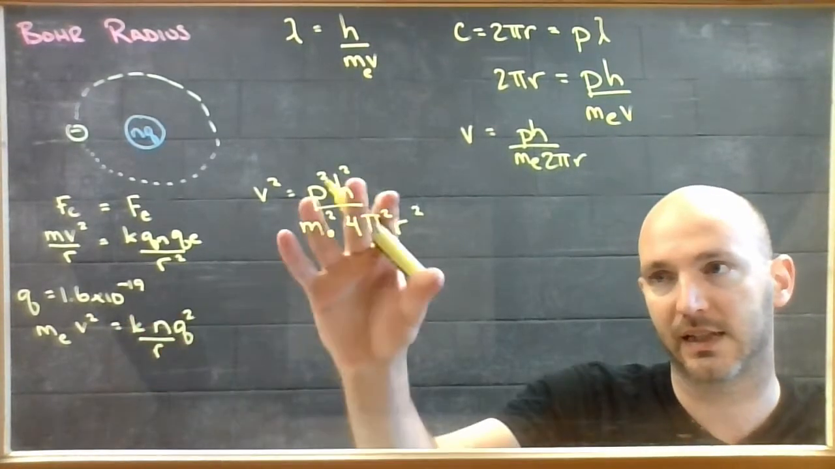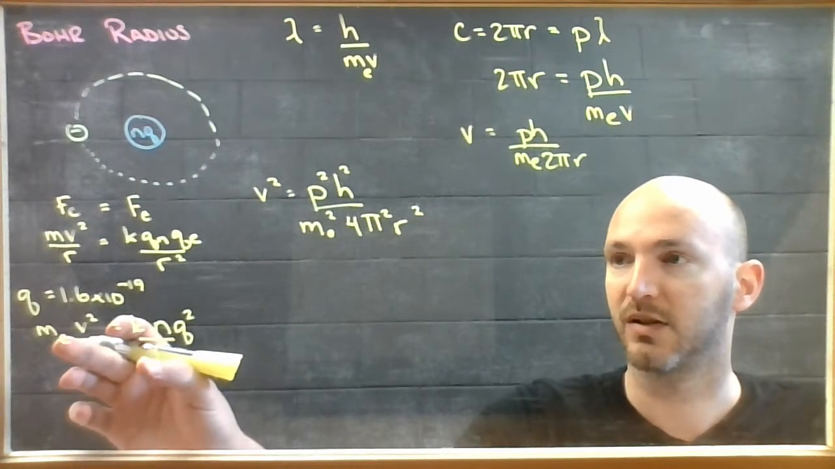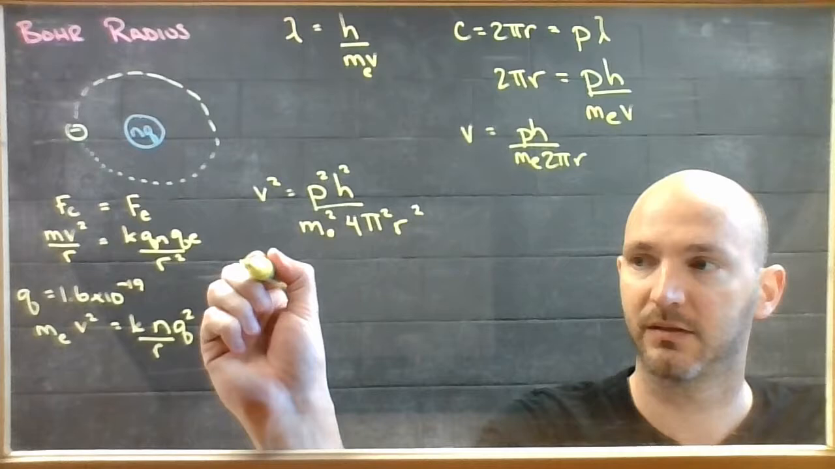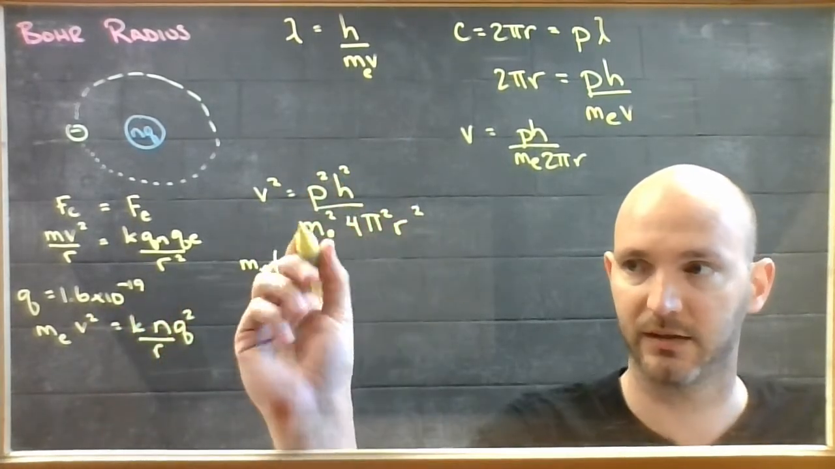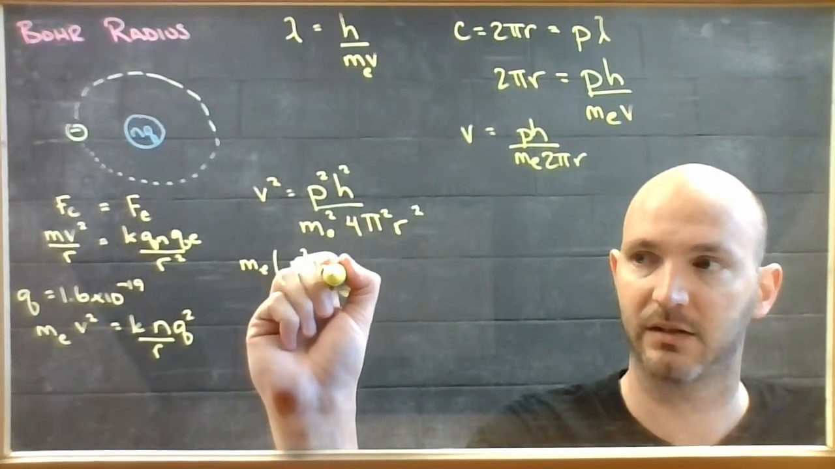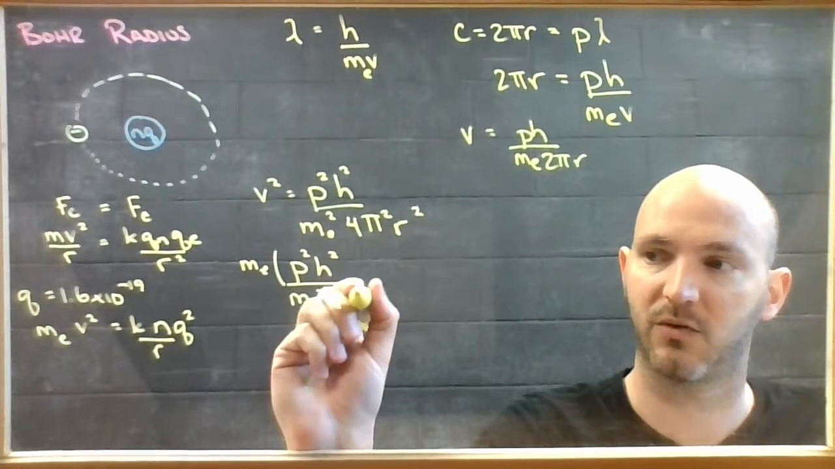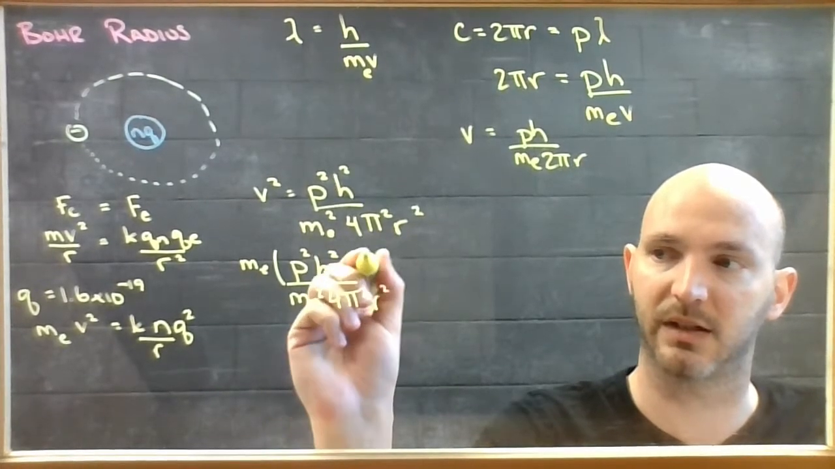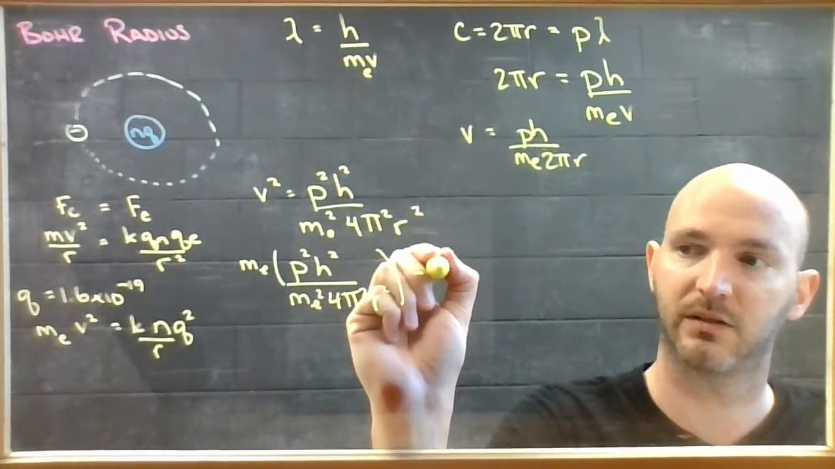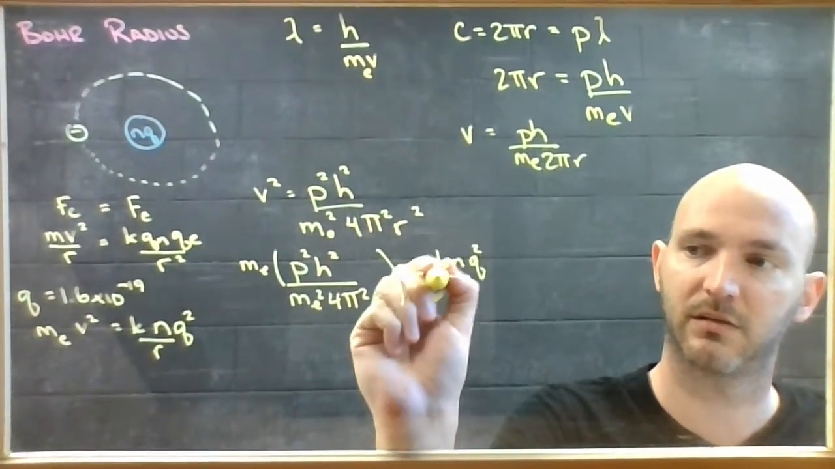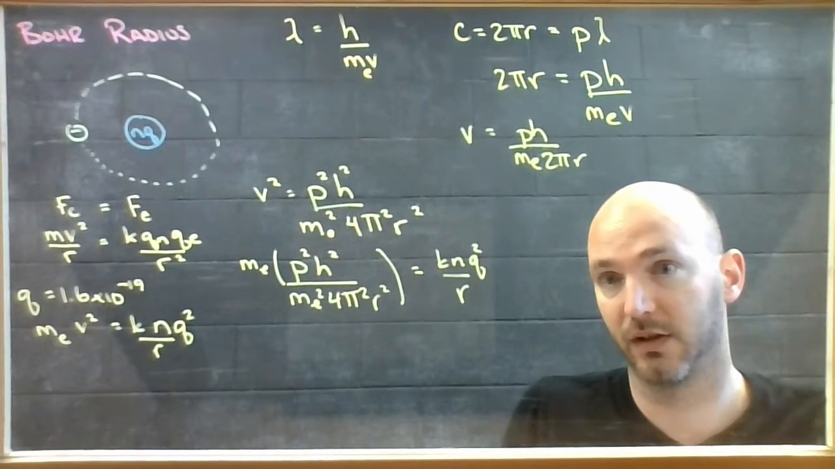I'm going to take this, and I'm going to combine them. So the mass of the electron multiplied by v squared, which is this thing, p squared h squared, over mass of the electron squared, 4 pi squared r squared, equals k n q squared over r. Goodness, this is exhausting.